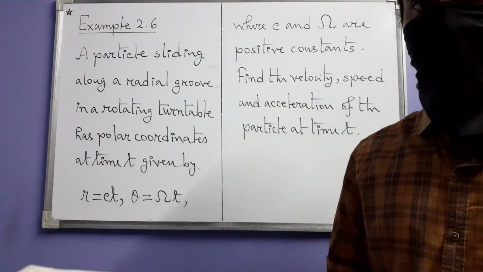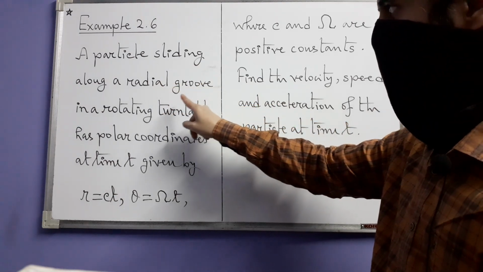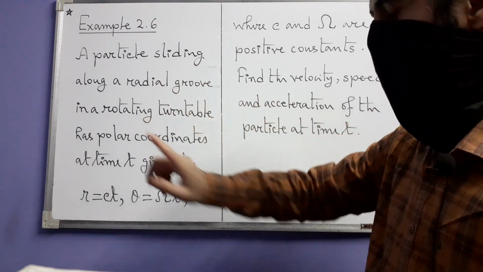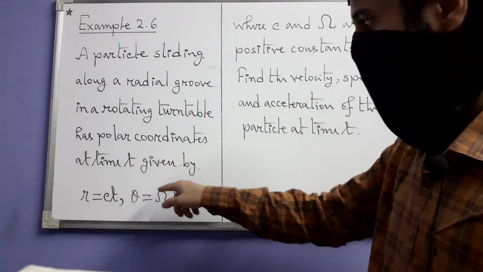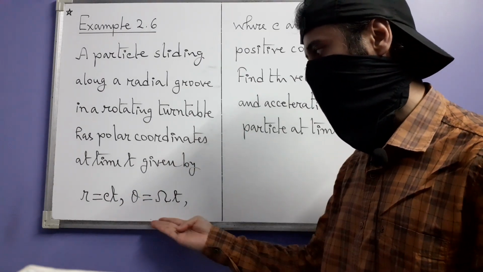Let's see one example next, example 2.6. A particle sliding along a radial groove in a rotating turntable has the following polar coordinates, which are functions of time given by this.